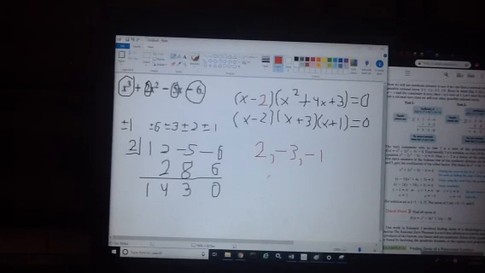So the solution set would be -3, -1, and 2. And those are all the zeros of this problem.